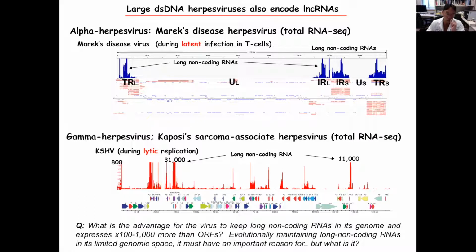So the question is, what's the advantage for the virus to keep long non-coding RNA in its genome and express 100 to 1,000 times more than the open reading frames? So these are open reading frames, and the non-coding RNA is expressed way more than the protein coding sequence. So my main question is that evolutionarily this long non-coding RNA has been maintained for millions of years in very limited genomic space. It must have a very important reason.